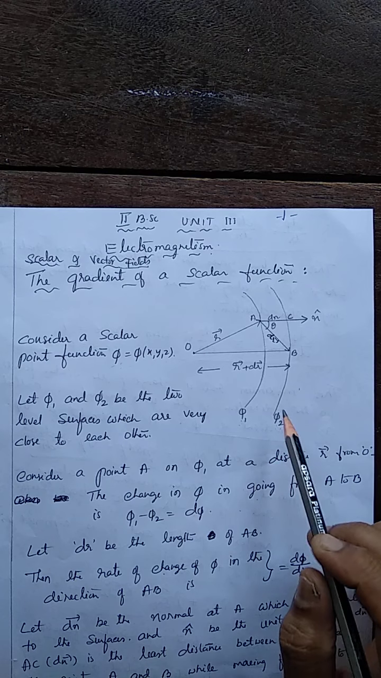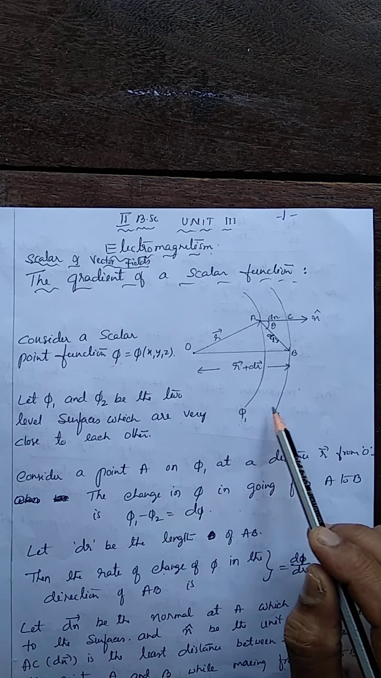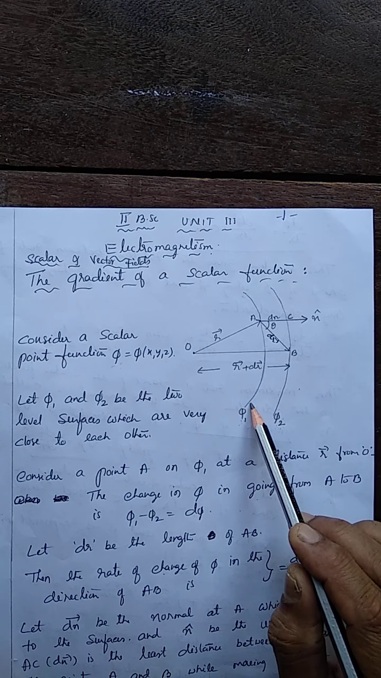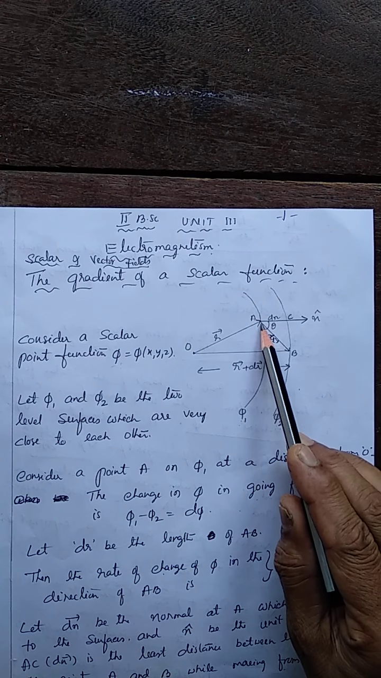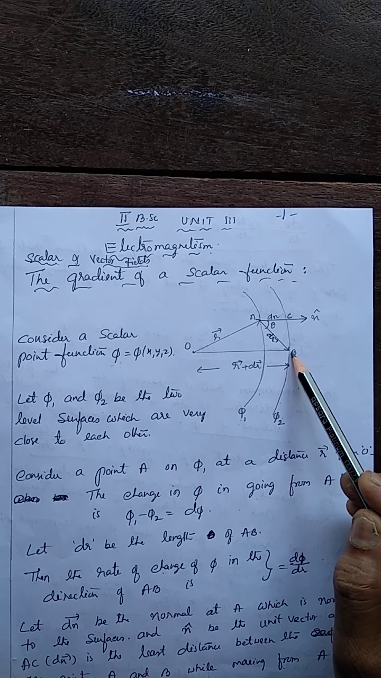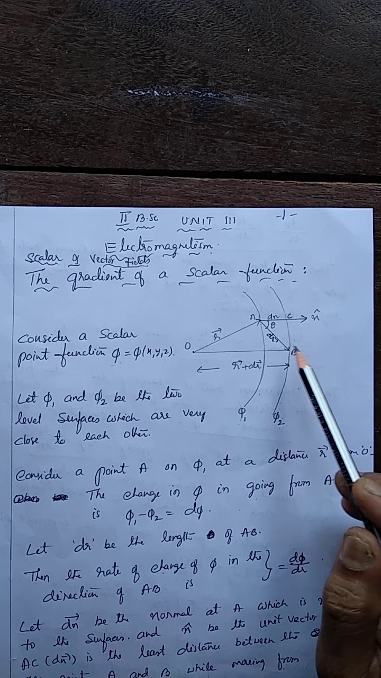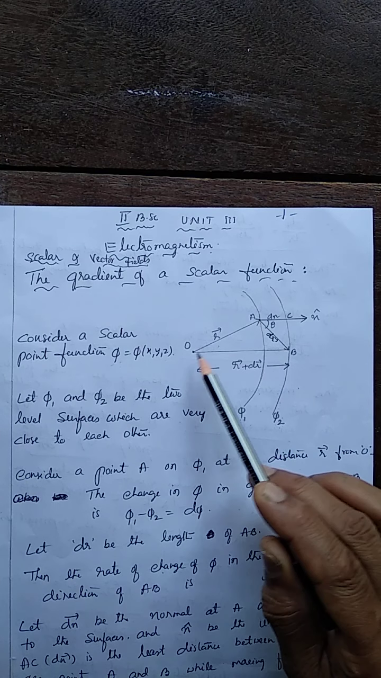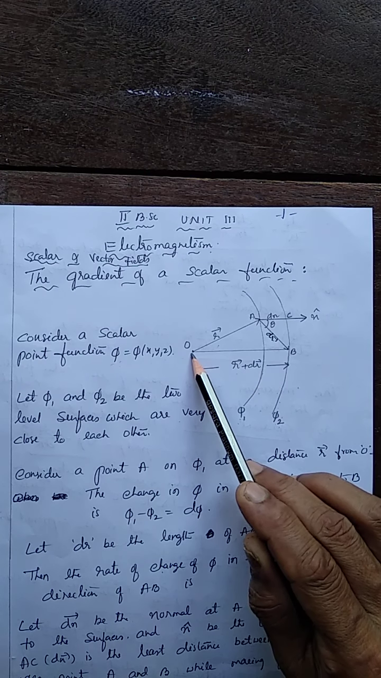To find that, here we have two level surfaces, phi 1 and phi 2. Let them be very close to each other. For convenience, we have taken the distance large. Here, A is a point on the first level surface, at a distance r from O. Consider another point B at a distance r plus dr from O.